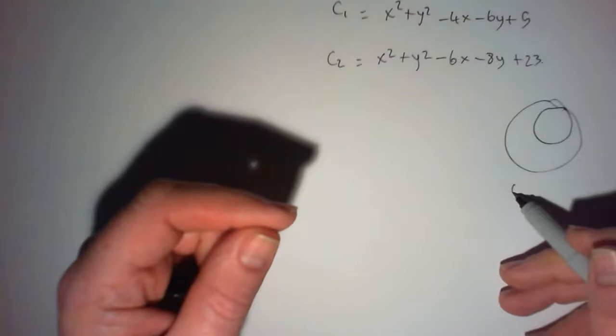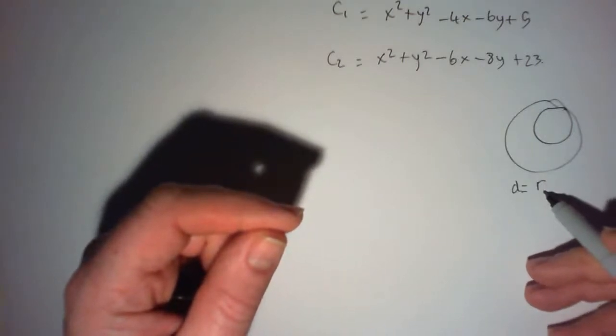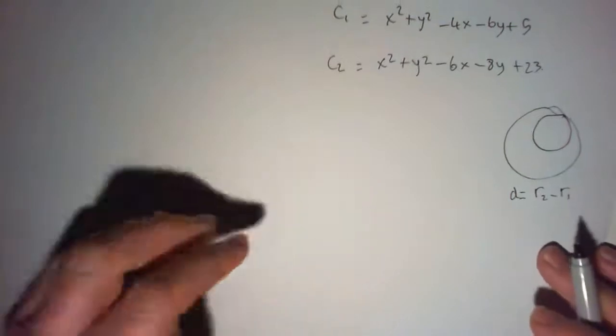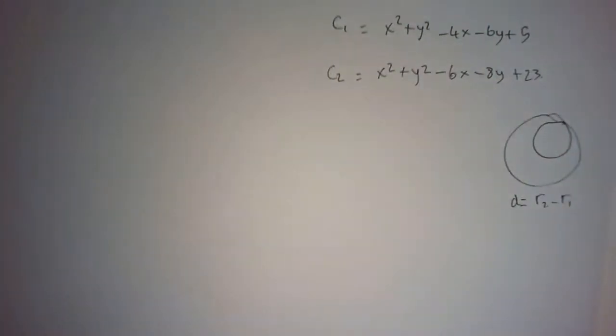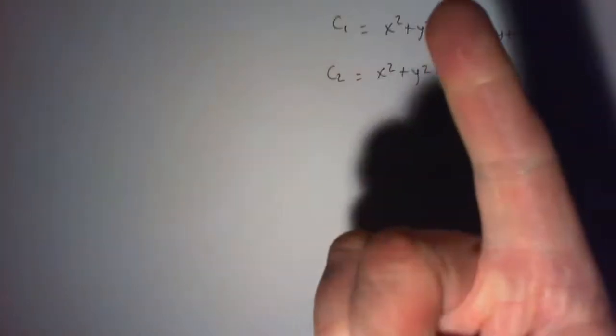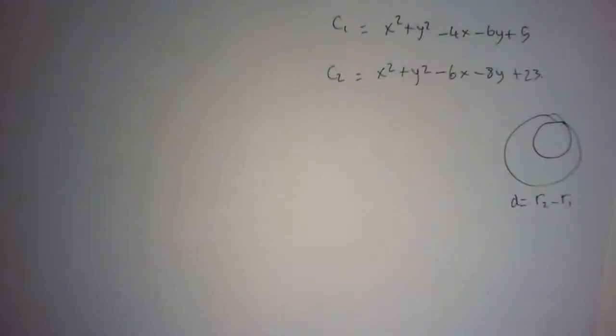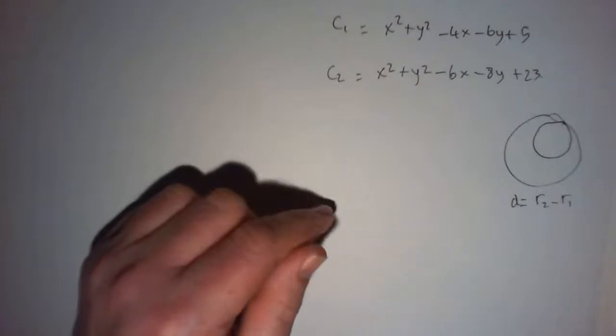In other words, distance is equal to r2 minus r1. In other words, big radius minus small radius. Okay, so I'll do a 3, 2, 1 pause, and you're going to give this one a go yourself. 3, 2, 1 pause. Nice. Here we go.